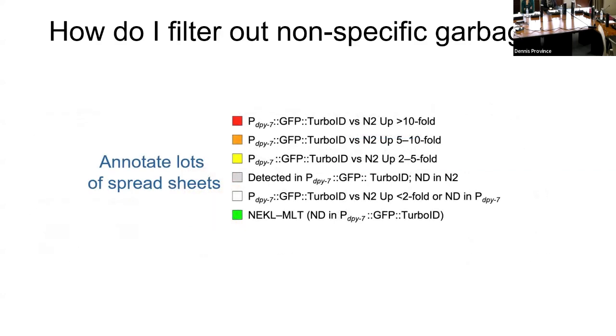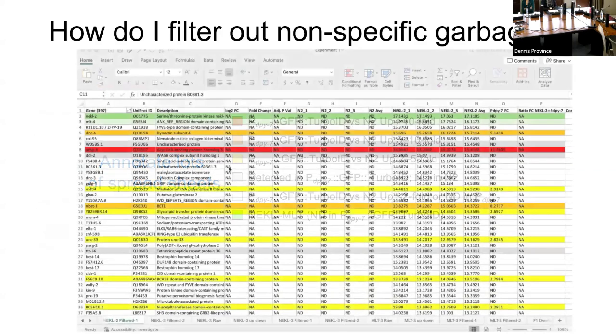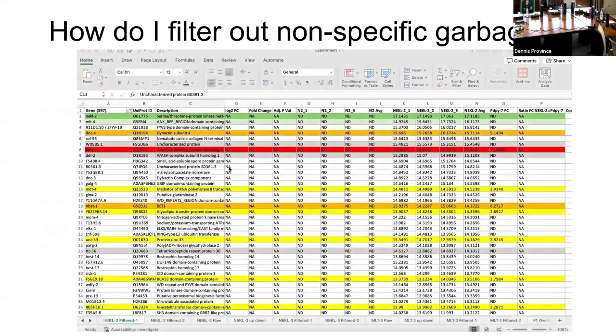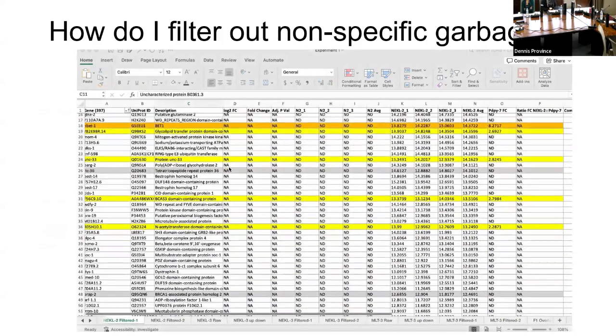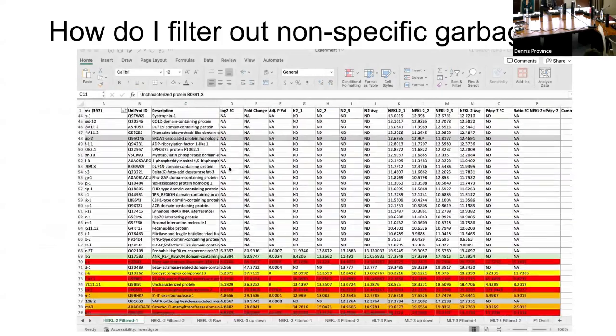Then I would annotate my spreadsheets. I have dozens of these, but I think this is what it takes. If you look at the top, this is pretty good. This is NECL 2. What's the number one thing that wasn't detected in the wild type but was always detected in my turbo? NECL 2 is number one, by abundance. One of its binding partners, MOLT4, is number two. And so this is me just going from the top to the bottom.